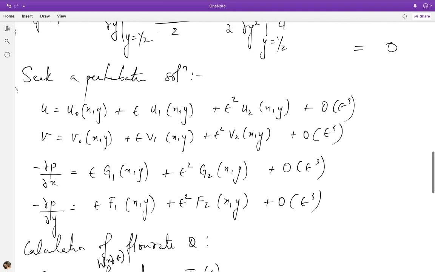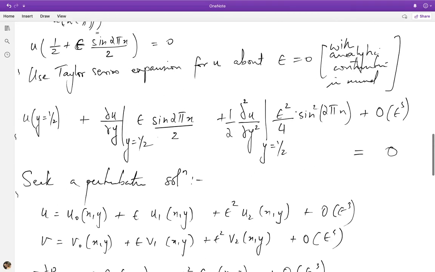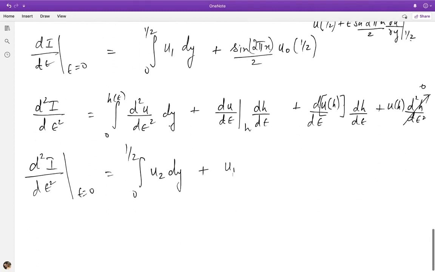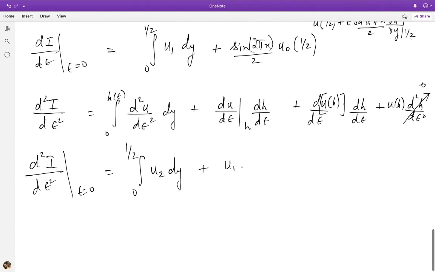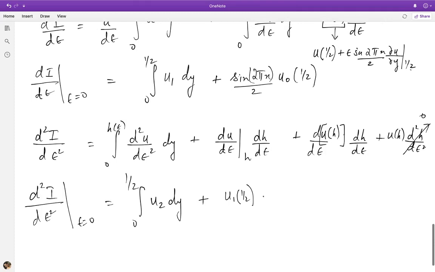But that in turn can be written in a Taylor series expansion as follows. So I would have u1 evaluated at h as u1 evaluated at half plus d/dy of epsilon and so on, but the epsilon terms would go to 0. So I just have u1 evaluated at half, times again dh by d epsilon, which will just give me a sine 2πx by 2 contribution.